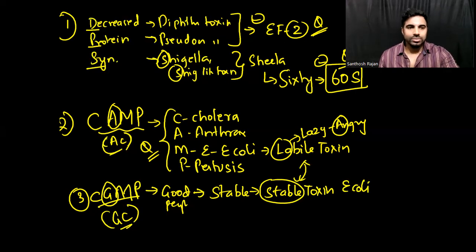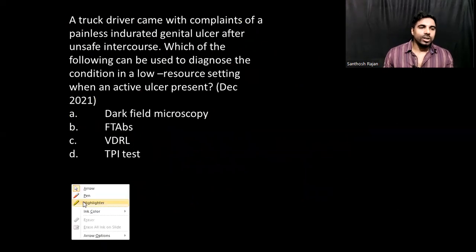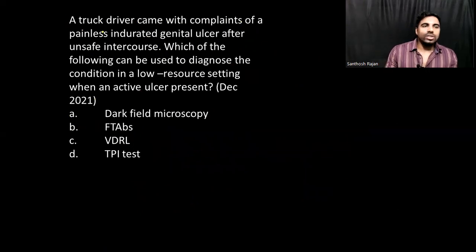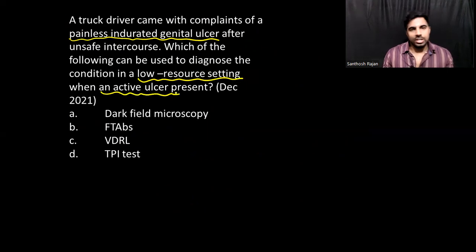Now, next one. Now, look at this picture. A truck driver came with a complaint of a painless indurated genital ulcer after unsafe intercourse. Okay, he had unsafe intercourse. Which of the following is used to diagnose the condition in a low resource setting with an active ulcer present? This is a tricky question. So I had to talk with a lot of my microbiology colleagues, even dermatology and STD doctors, reputed doctors here, and I got some answers.